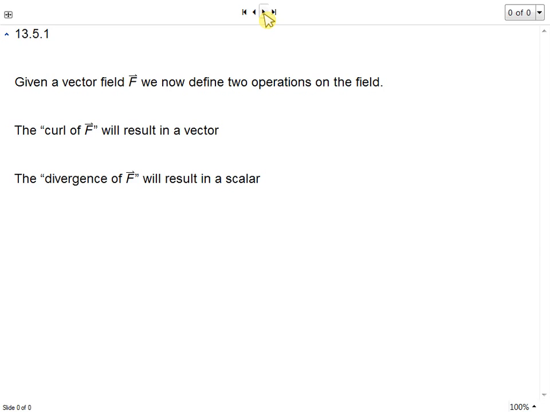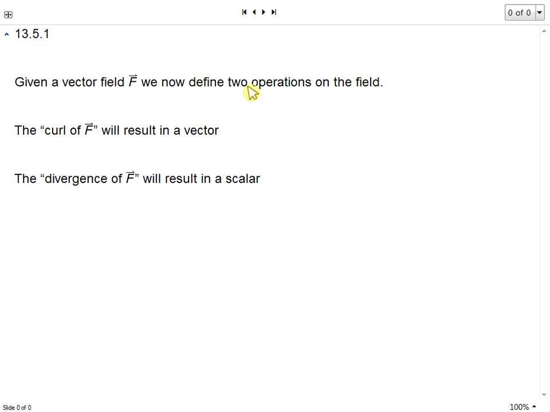Given a vector field F. So someone gives you a vector field. So remember, vector field. At every point in the space, you've got a vector, right? It could be two-dimensional or three-dimensional. Do I need to show you a picture of a vector field again, or are we okay? You're fine? Okay. All right.